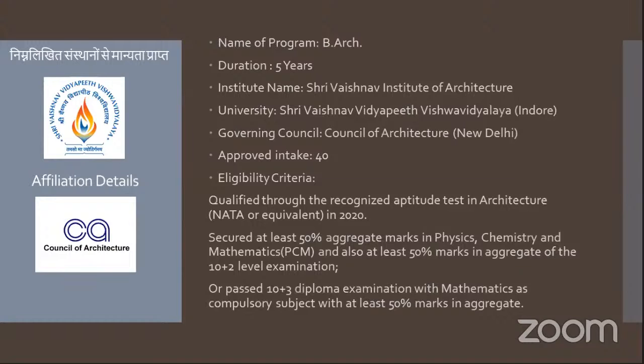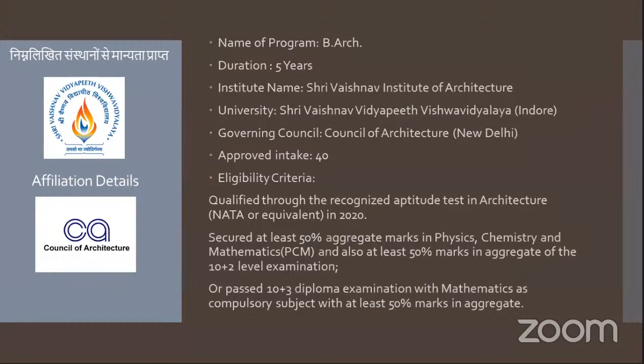Once you pass the test, or once you are qualified, only then are you allowed to take admission in the program of architecture throughout the nation. And also, you would have to secure 50% aggregate marks in physics, chemistry and mathematics. And also at least 50% marks in aggregate of 10 plus 2.